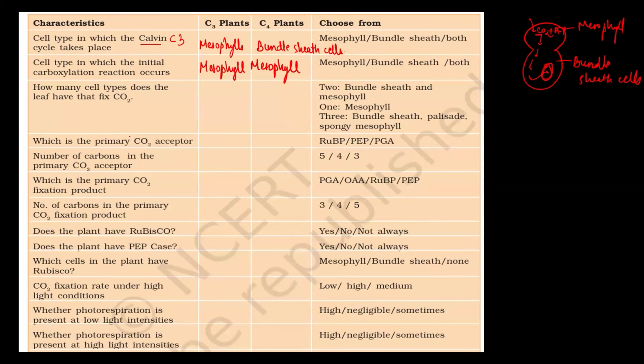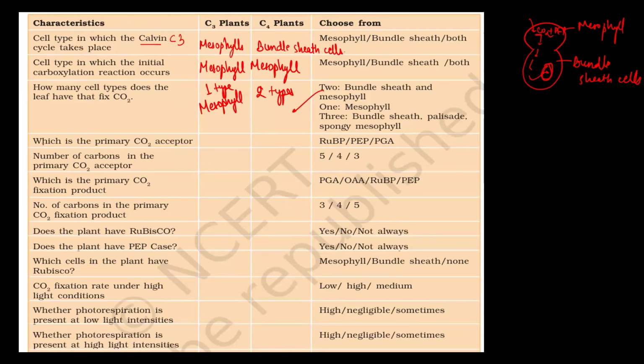Now, the third question is, how many cell types does a leaf have that fix CO2? So, how many types of cells are required for the fixation of CO2 or for the dark reaction? So, in C3 plant, like I said, it has only one type of cell, that is mesophyll. So there is one type. But in the case of C4 plant, we have two types of cells, right? We have two types, and that is what? This bundle sheath cell and mesophyll cells.